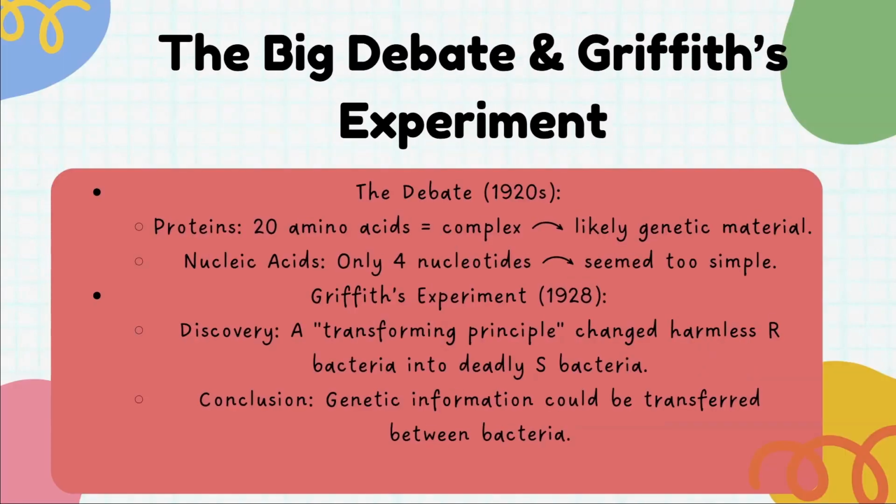Here's the big debate and Griffith's experiment. The debate in the 1920s was that proteins had 20 amino acids, which made them more complex, which likely made them the genetic material. Nucleic acids have only 4 nucleotides. It seems too simple. So Griffith's experiment in 1928 discovered a transforming principle that changed harmless R bacteria into deadly S bacteria. The conclusion was genetic information could be transferred between bacteria.